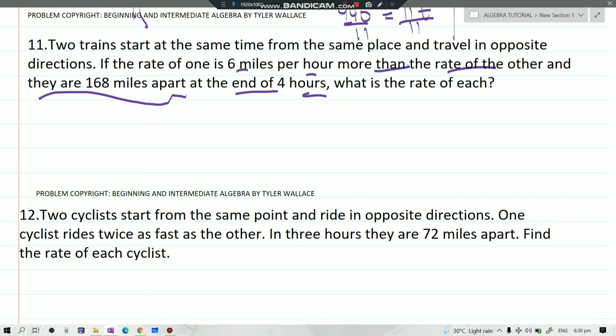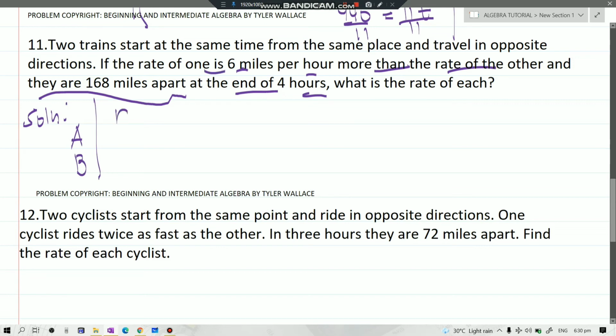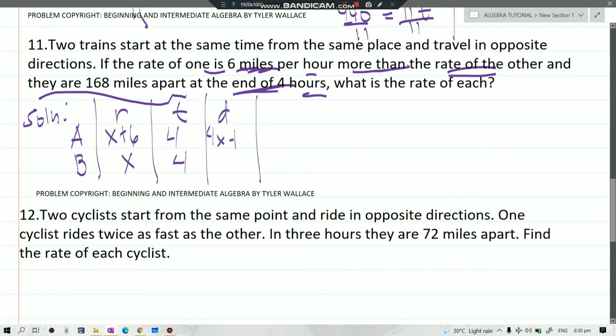Okay, so for the solution, to solve that, let's make it train A and B. Okay? So ano yung rate nila? If the rate of one is 6 miles per hour more than the rate of the other, so that is x plus 6 and x. What will be the time? At the end of 4 hours. So that is 4 and 4. Ano yung distance natin? That is 4x plus 24 and 4x.